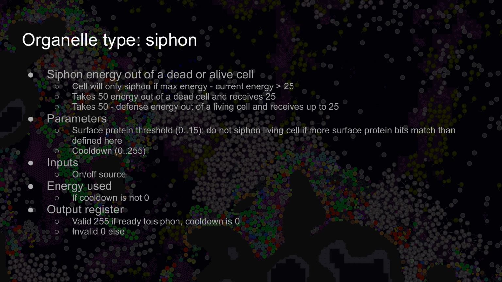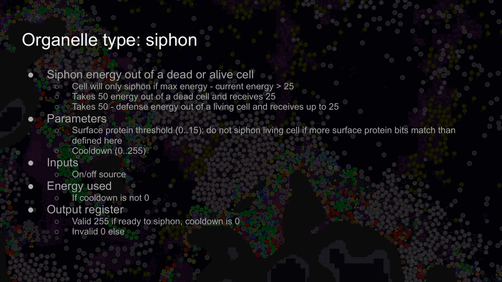The input of the organelle defines if the cooldown is happening or not. If the cooldown is already zero, siphoning happens even if the input is invalid. Energy is used by the organelle when cooldown is not zero and the organelle is enabled by a valid input. The output of the organelle is valid 255 if the cooldown is zero, the organelle is ready to siphon, and invalid zero otherwise.